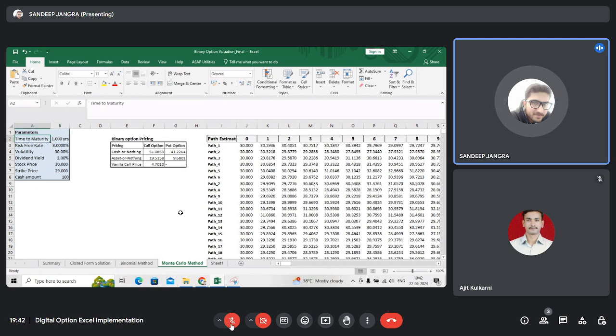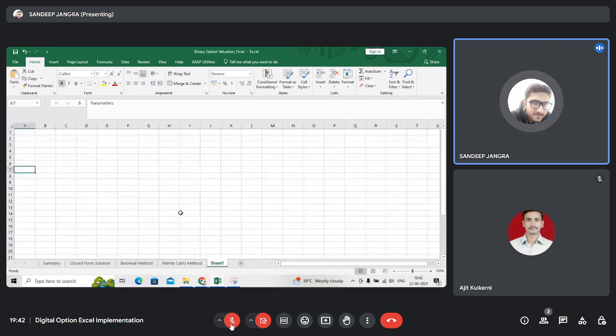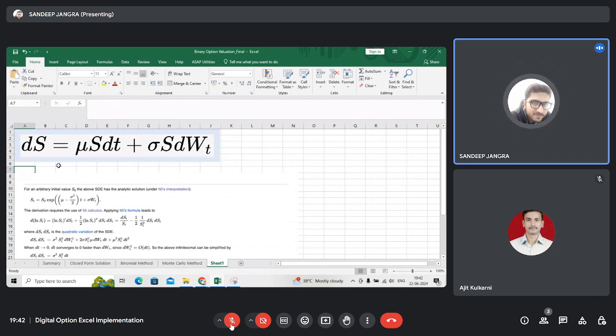In these Monte Carlo simulations, we are simulating the underlying stock price by tens of thousands of simulations, using geometric Brownian motion. Here you will see the equation, which is our stochastic differential equation. When we apply Ito's lemma to it, the equation turns into this one. So this is our geometric Brownian stochastic differential equation under the Ito interpretation.